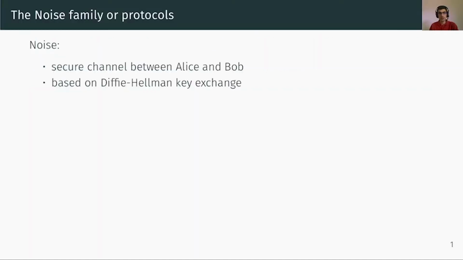Let me first present the Noise family of protocols. All Noise protocols have in common that they establish a secure channel between two agents, Alice and Bob. Keys for encryption are derived from Alice's and Bob's asymmetric keys through a derivative of Diffie-Hellman key exchange.